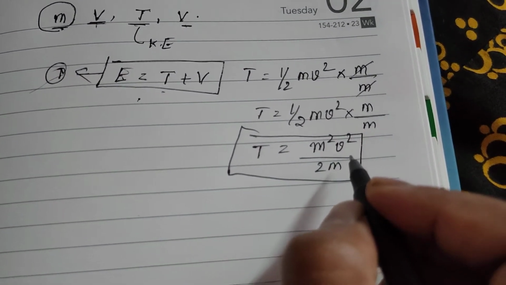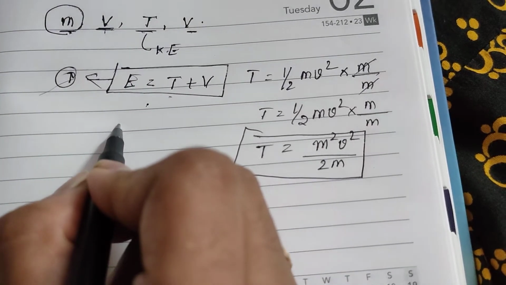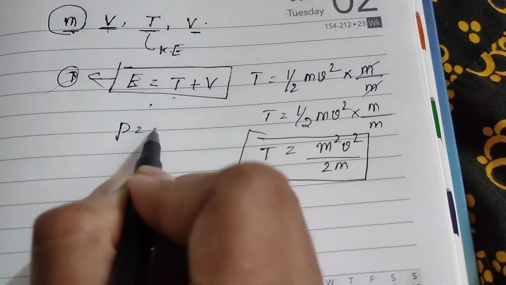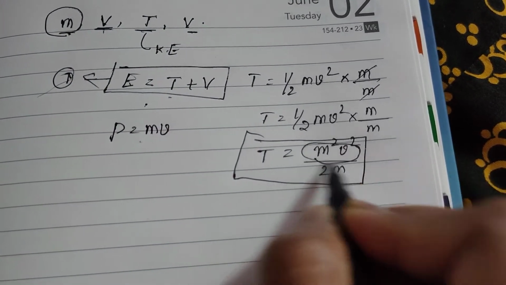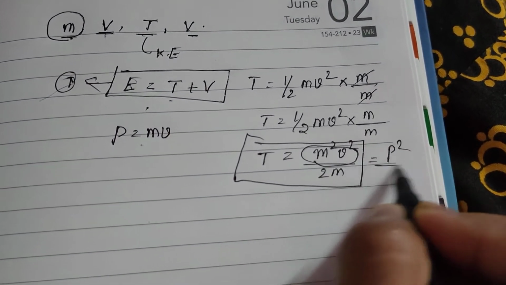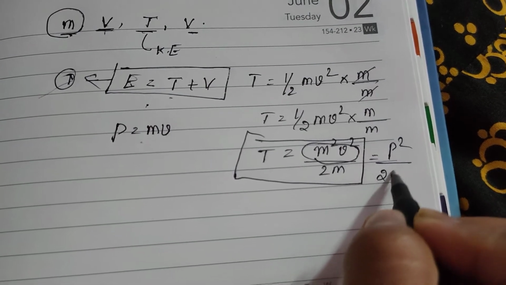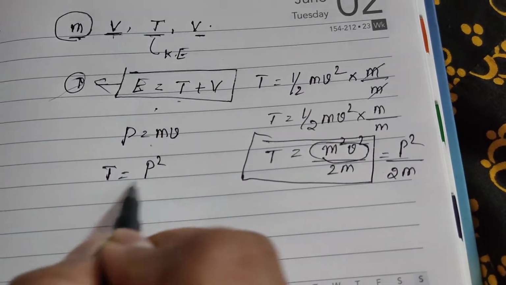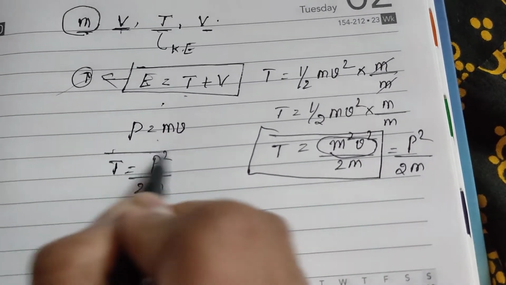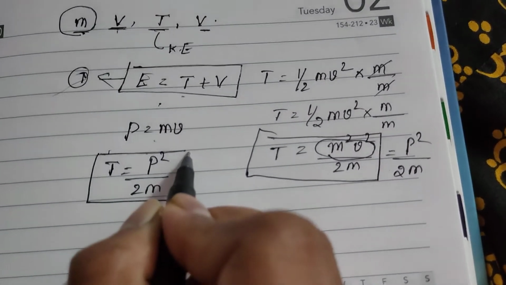What is meant by mv? We know that the momentum P can be written as mass multiplied by velocity. So you can replace the term mv with P, and T equals P square upon 2m. So T can be written as P square upon 2m. Consider this as equation 2.